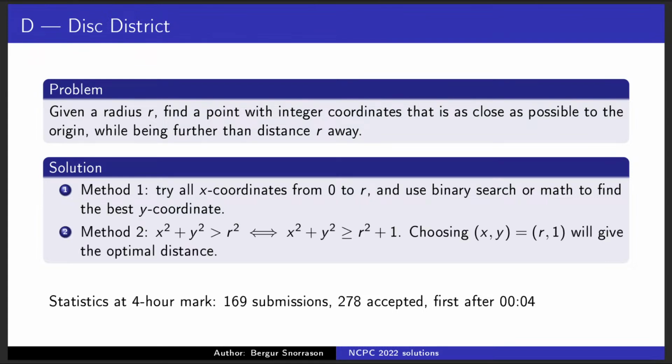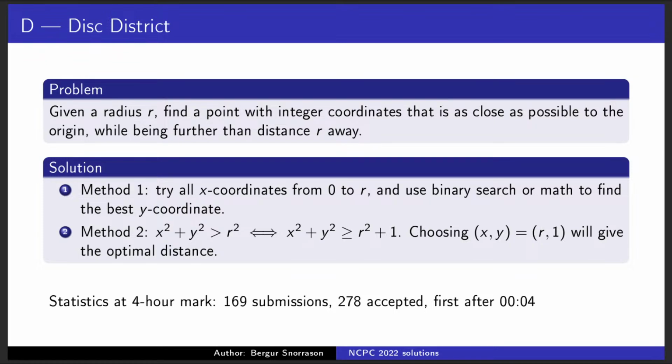The easier way to solve this is to do a bit of math in the beginning instead. So we want to find a pair of coordinates x and y such that the sum of their squares is bigger than r squared. Well, this is the same thing as saying that the sum of squares is bigger than or equal to r squared plus 1. So you can't really do anything better than this.